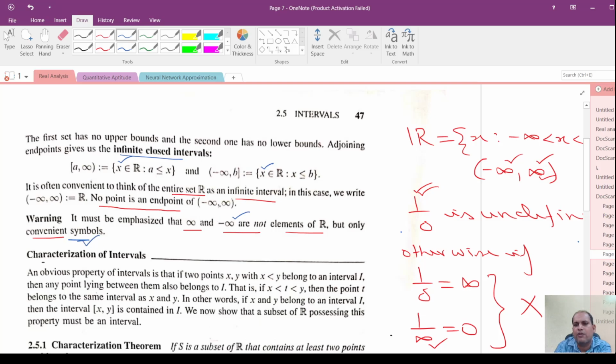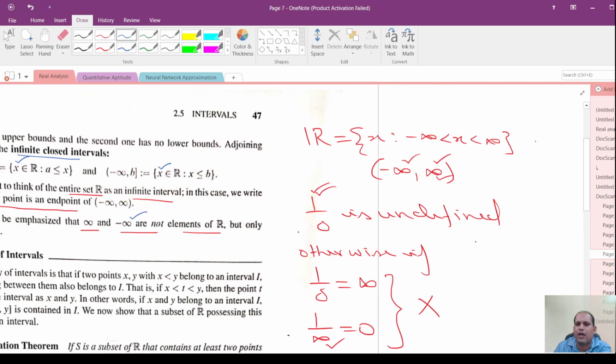Why? Because in set form we write R as the collection of all those x such that minus infinity is less than x is less than infinity, or the open interval minus infinity to infinity. Now 1 by 0 is always undefined. The reason is that if 1 by 0 were defined, suppose 1 by 0 is infinity, then I could write 1 by infinity as 0, but infinity is not in our domain. We have an open interval here at infinity. This is the reason why division of a non-zero number by 0 is not defined.